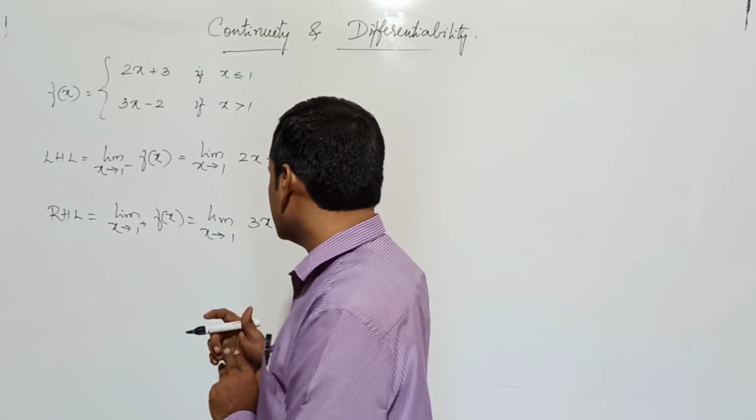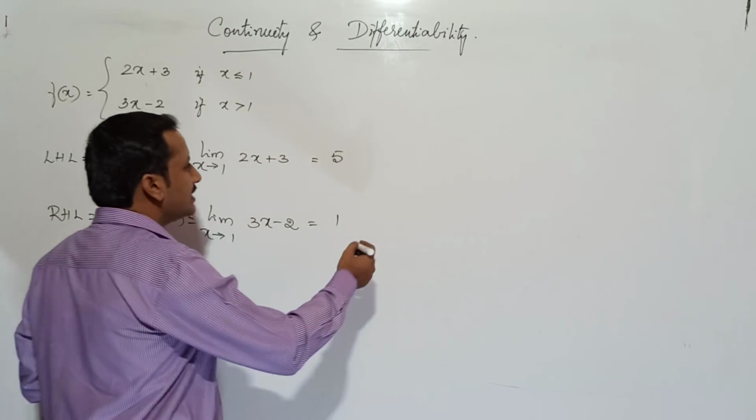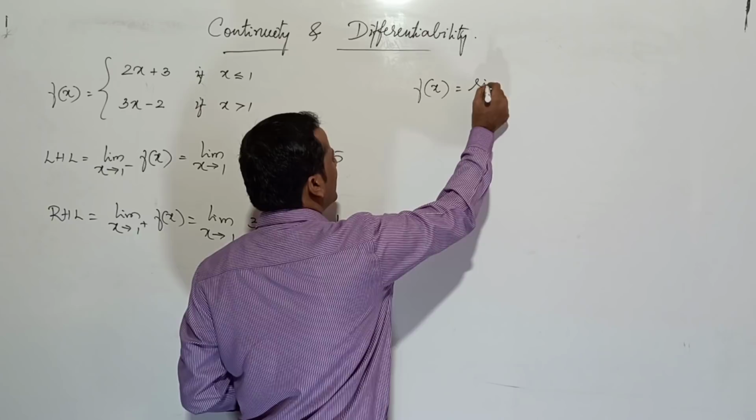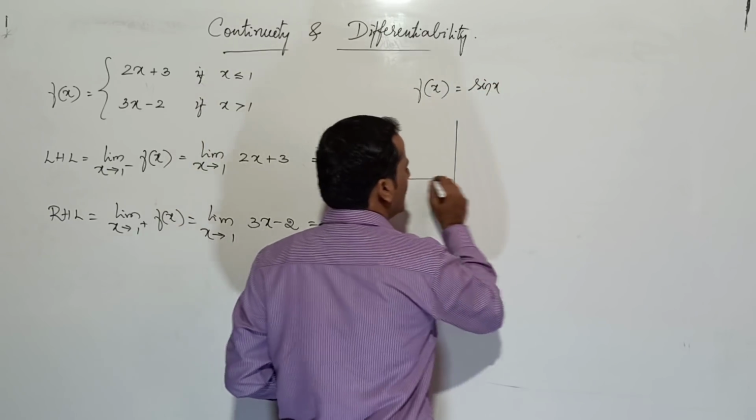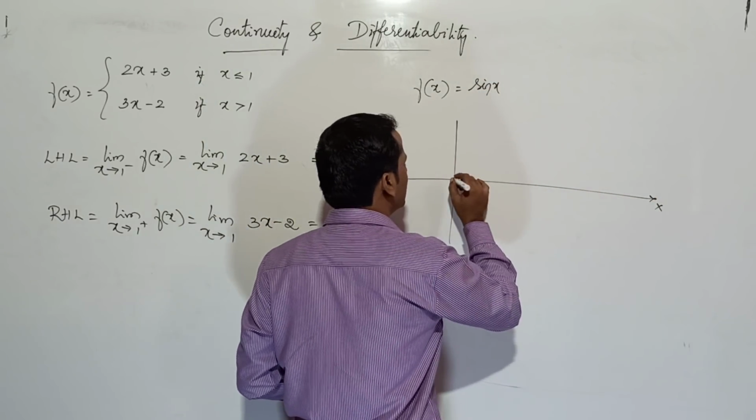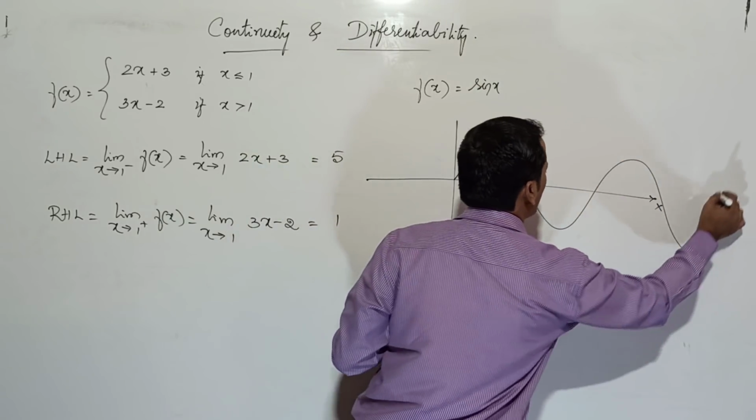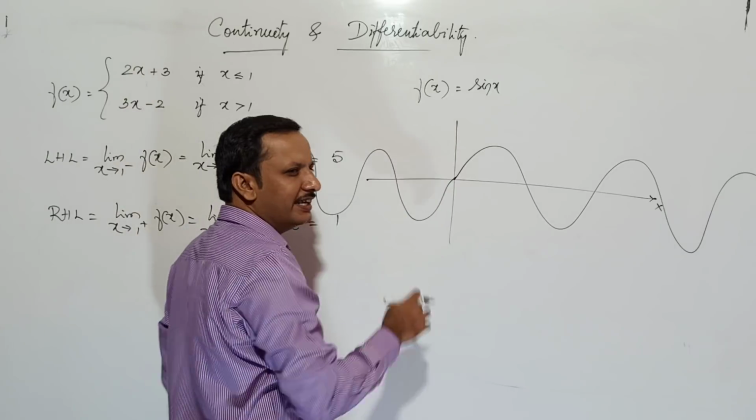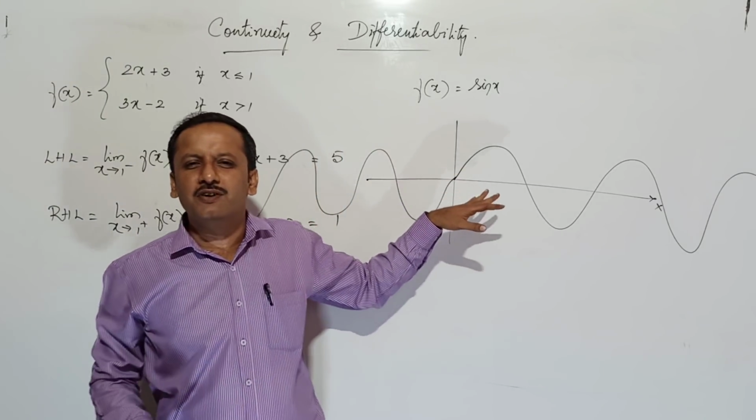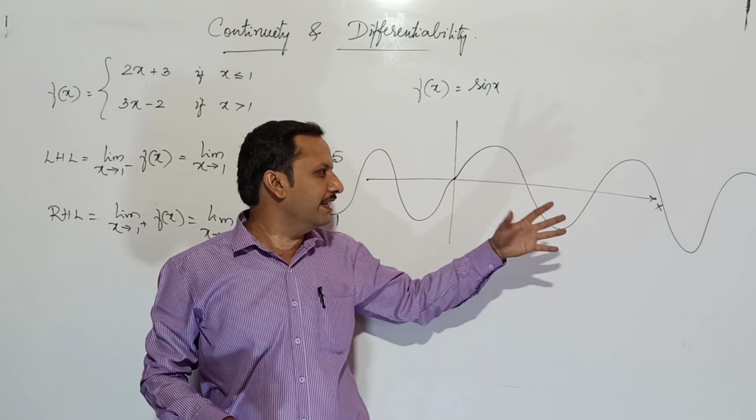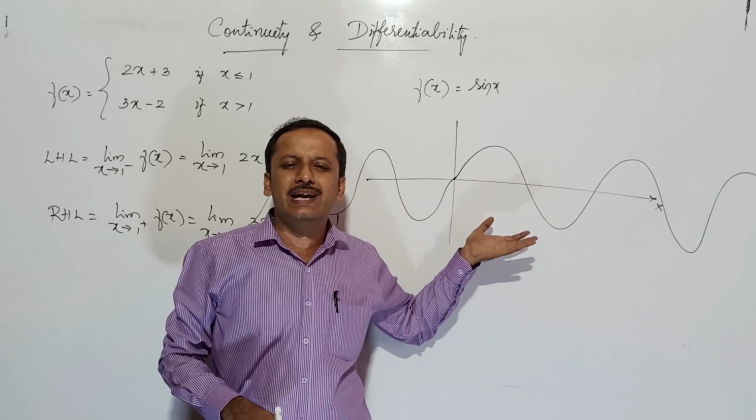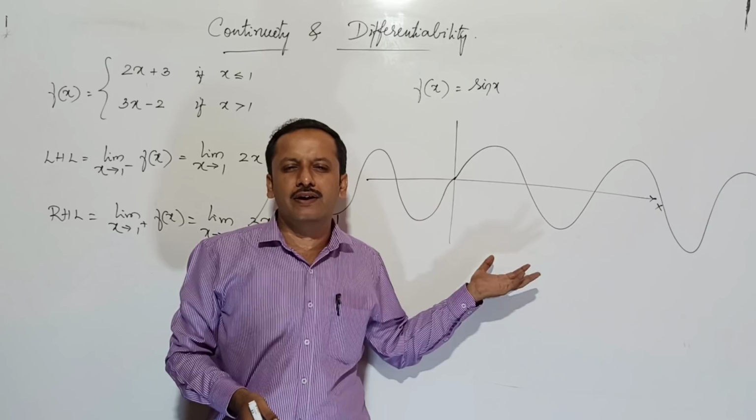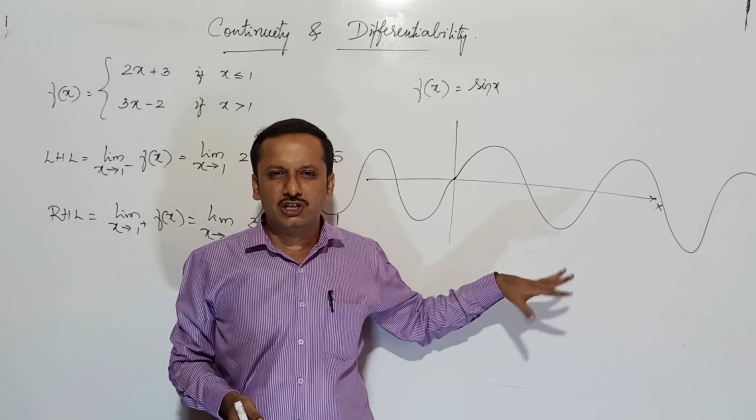The best example is sin x. If you take f of x equal to sin x, the domain is the set of all real numbers. Look at the graph of this function. You can draw the graph of this function without lifting the pen. Although I have lifted here once, you can draw the graph of sin x without lifting the pen, and you don't see any break anywhere in this function. So this is an example of a continuous function.